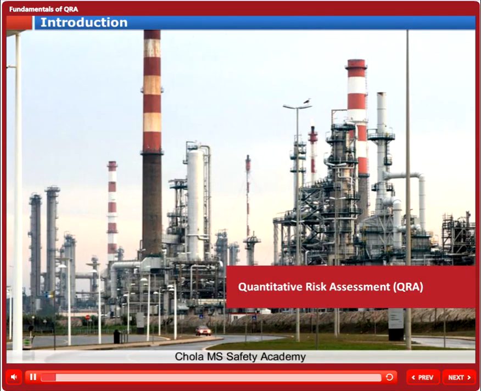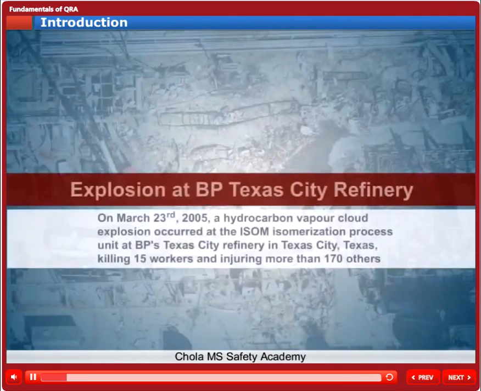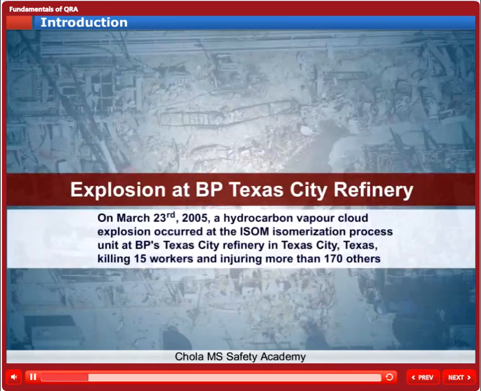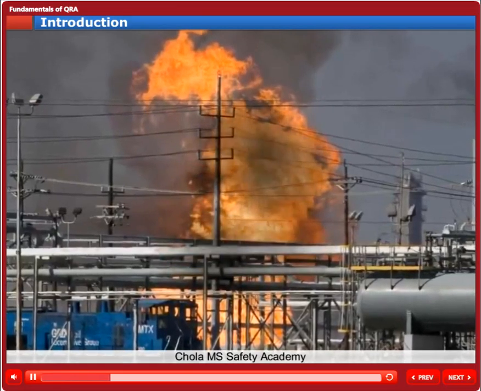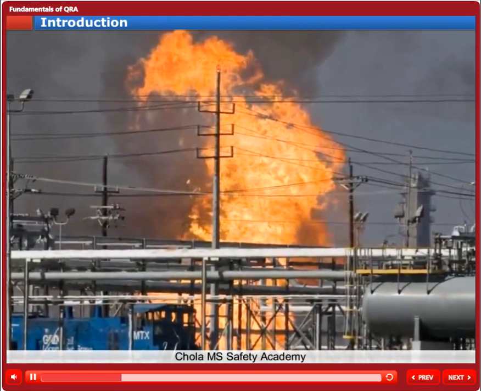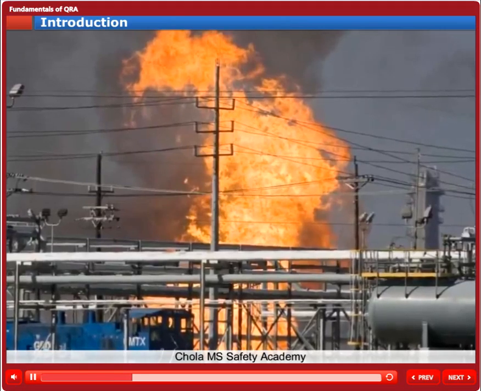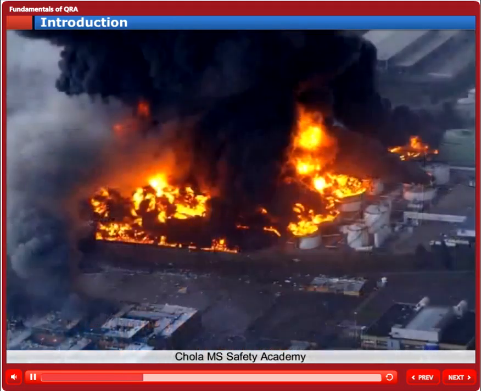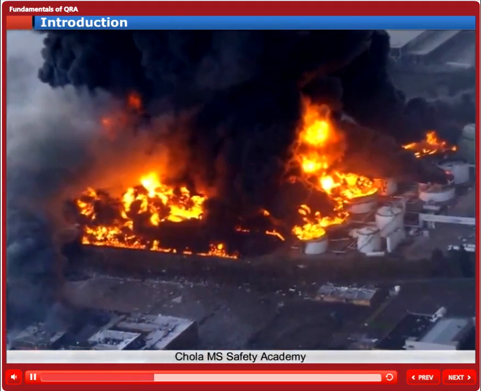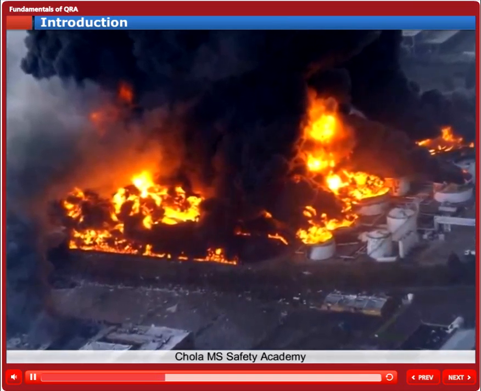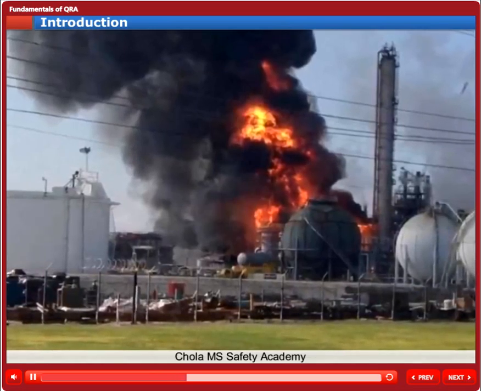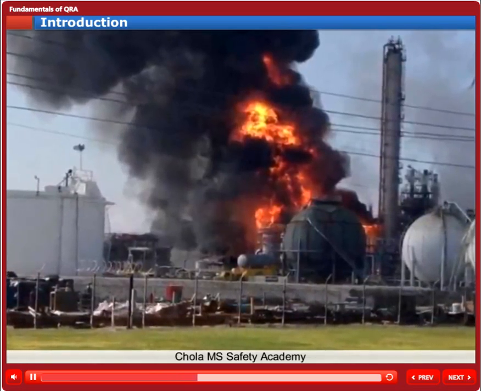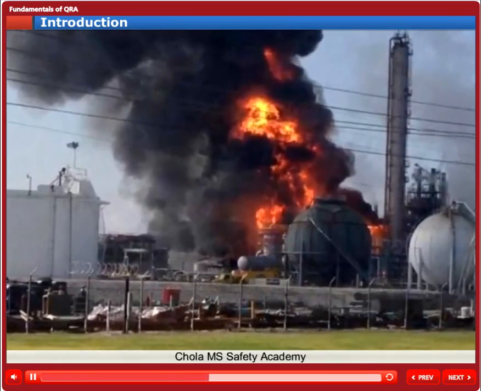Quantitative Risk Assessment. At approximately 1:20 p.m. on March 23, 2005, a series of explosions occurred at the BP Texas City Refinery during the restarting of a hydrocarbon isomerization unit. The accident killed 15 workers and injured 180 others. The explosions occurred when a distillation tower flooded with hydrocarbons and was overpressurized, causing a geyser-like release from the vents.